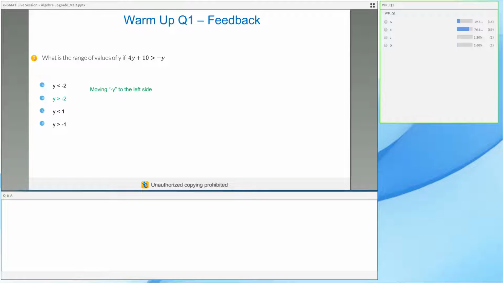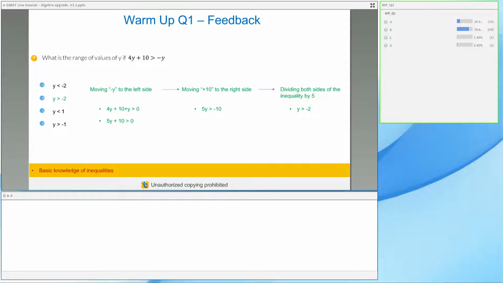So what you can simply do is take -5 to the left hand side and write it as 5y plus 10 is greater than 0. You can take plus 10 to the right hand side and then divide both the sides by 5 to get the answer as -2. So in this case the answer would be option B. Those of you who marked option A, obviously you made a mistake of taking y to the other side and marking the wrong answer. Now let me discuss the second question.